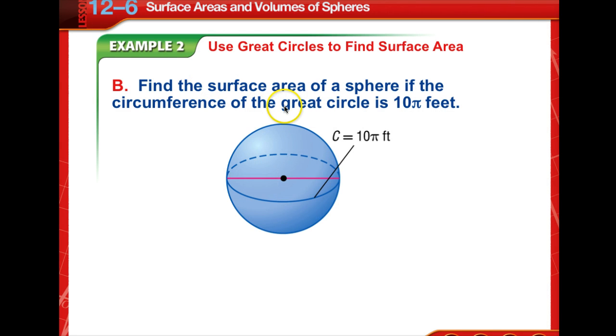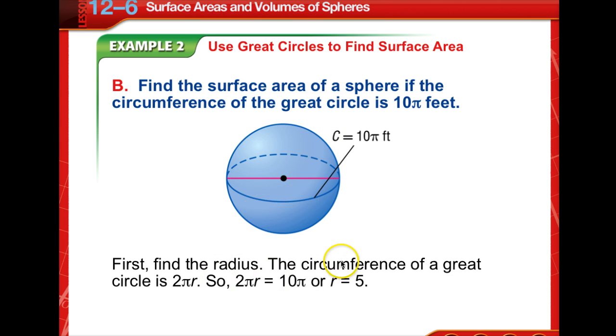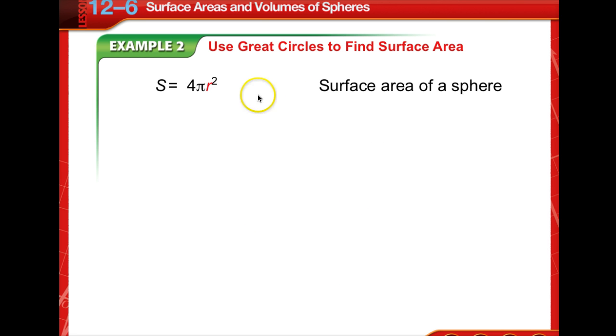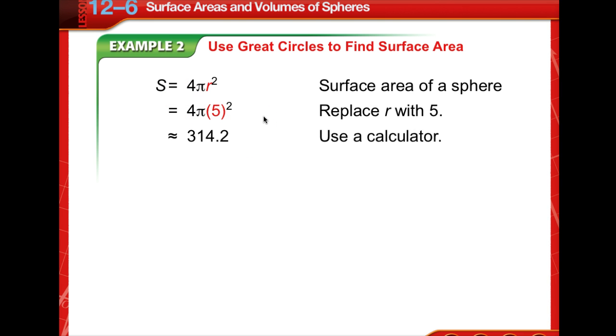Now we're going to find the surface area if the circumference is 10 pi. Well, we know the formula for circumference is 2 pi r. It's equal to 10 pi. We divide both sides by 2 pi, so the radius is 5. Now we go back and substitute the radius of 5 into the surface area of a sphere. It's approximately equal to 314.2.